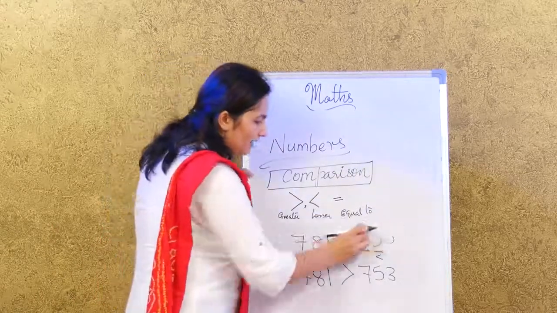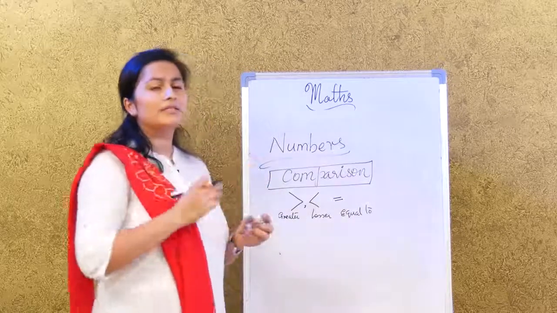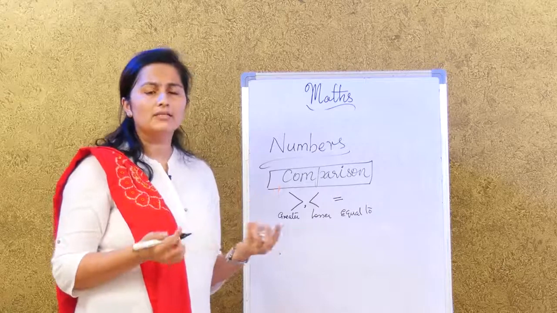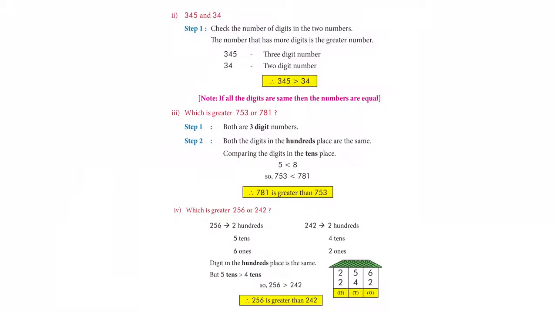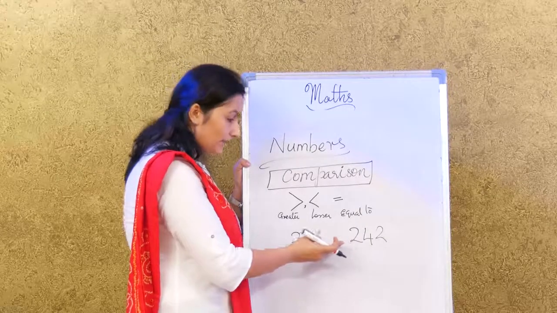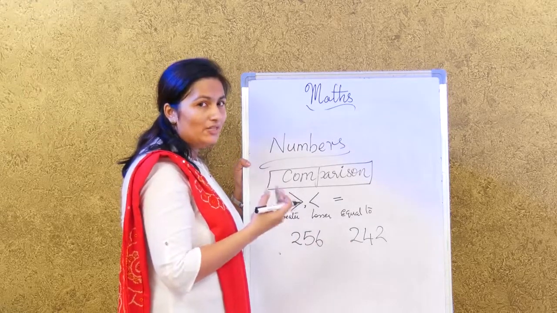Okay? Let us take another example from the textbook. When you suddenly see 3-digit numbers, both are 3-digit numbers, then how do you find out which is greater? That is why we just took this example. Let us take another example, 256 and 242. Again the same question is before us. They both are 3-digit numbers, they both are in the 200s. So how do we know which is greater?